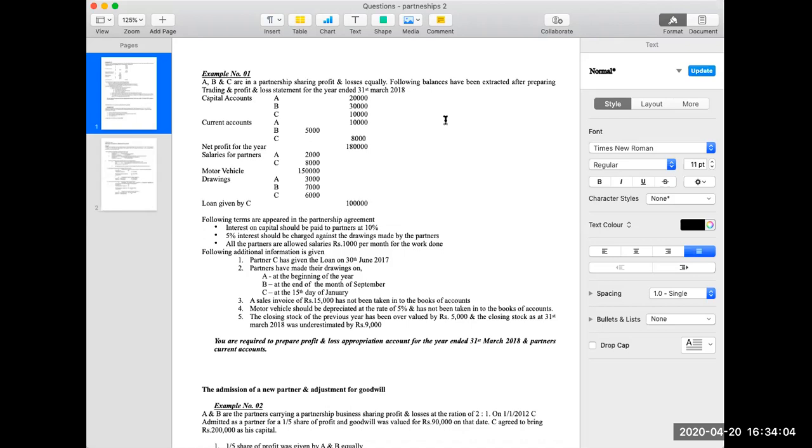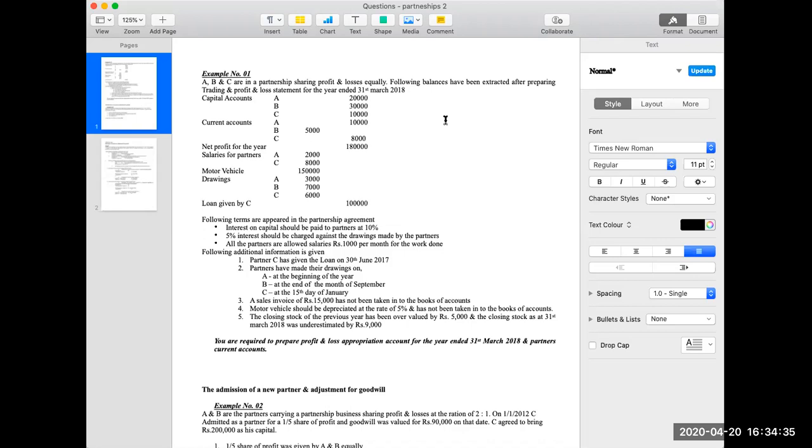B, at the end of the month of September, if it is the end of September, how many months are remaining? October, November, December, January, February, March, 6 months. So calculate 7,000 into 5% into 6 months. That comes to 175. So that is debited to current account and credited to P&L appropriation account.